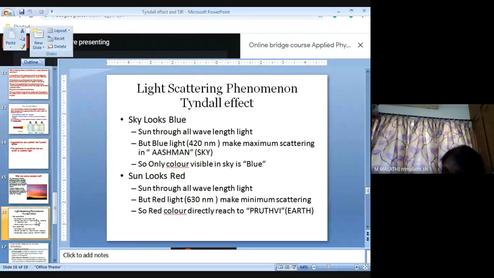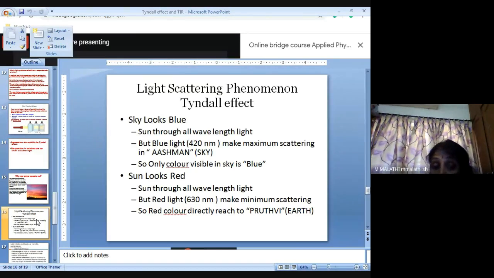The sky looks blue because the particles in the sky scatter the shorter wavelengths, that is in VIBGYOR: violet, indigo, blue, green, yellow, orange, red. Blue is of shorter wavelength, 4,000 Angstrom unit, 4,360 Angstrom unit, around that. That is the blue color. So Angstrom unit means 10 power minus 10 meter. Nanometer means 10 power minus 9 meter. So blue light is of the order of 420 nanometer, meaning it has a shorter wavelength and it has maximum scattering in the sky. So the sky appears blue. That is due to the Tyndall effect.